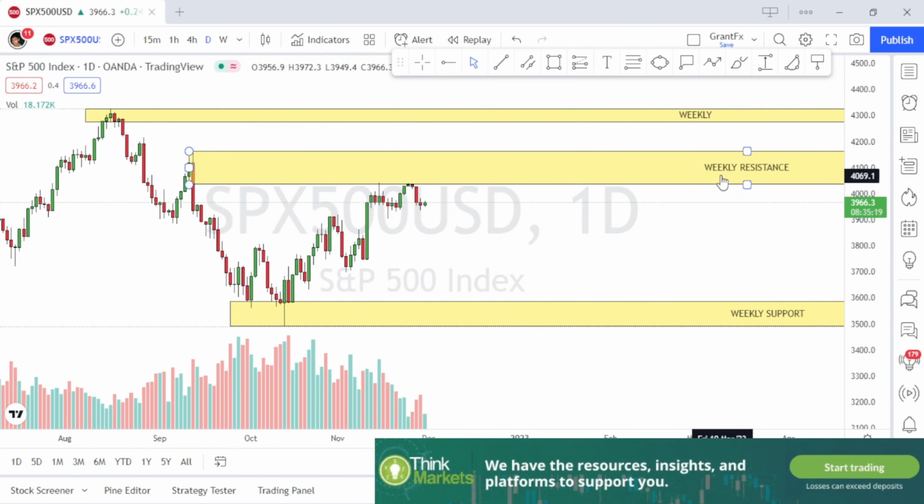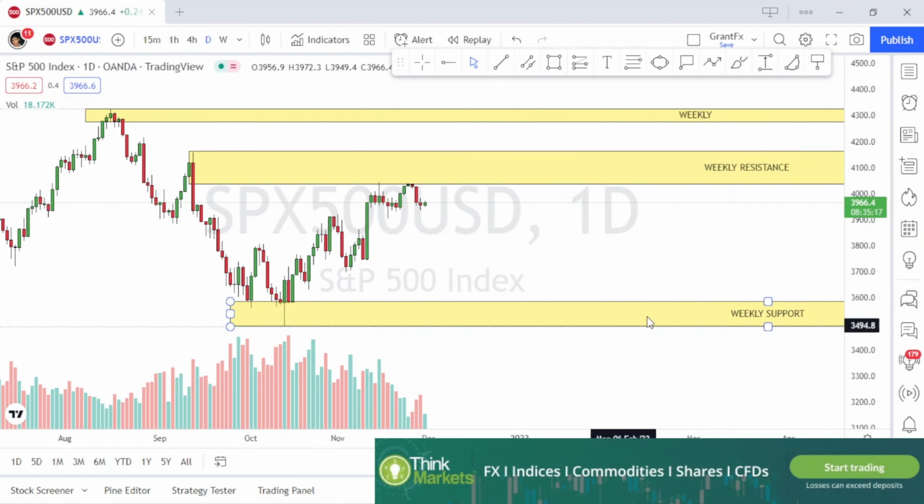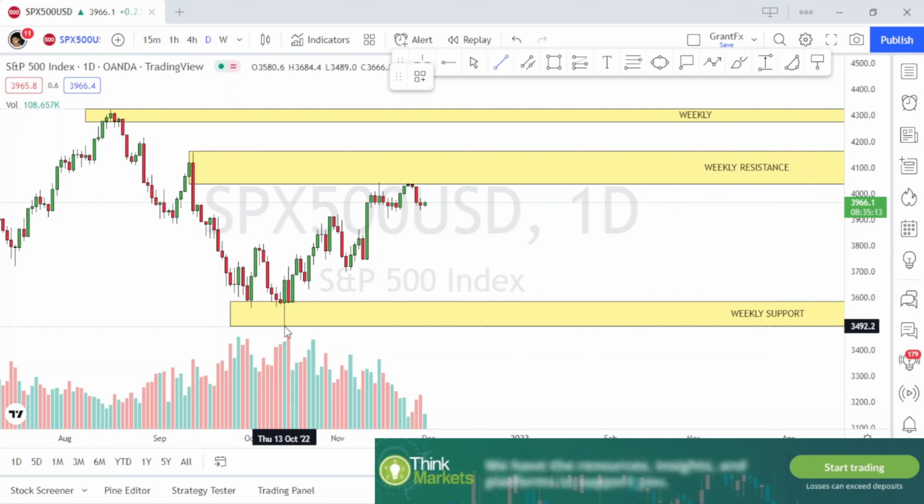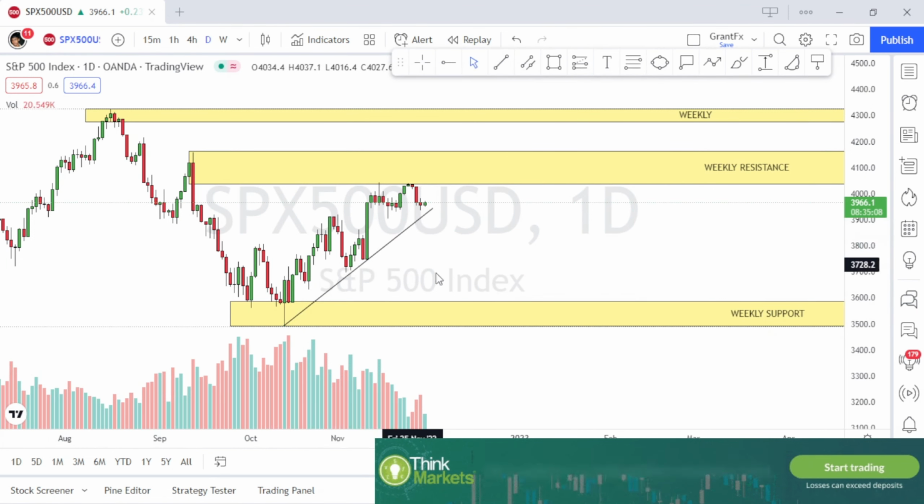So we can see this is a weekly resistance zone on top, and that's going to be my weekly support zone. So I do see a beautiful trend here that's not broken yet. This is going to be my trend right here. You can see that's going to be a nice beautiful trend.